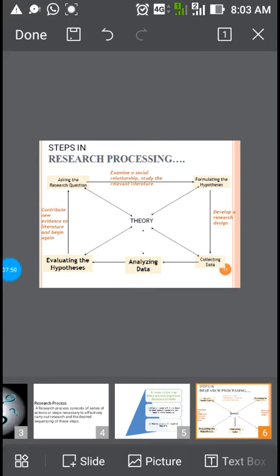Then the next step is formulating the hypothesis. In formulating the hypothesis, you need to set up an objective and the hypothesis, that this is my problem for the topic that I selected. This is my problem that I need to find out. The question or problem that arises in front of you will be your objective. So in formulating hypothesis, you need to set up the objectives and the hypothesis.